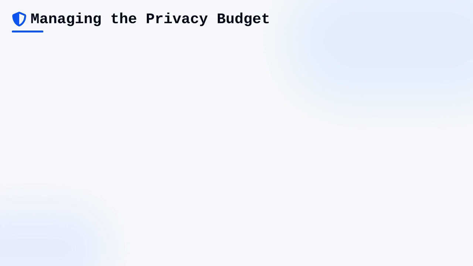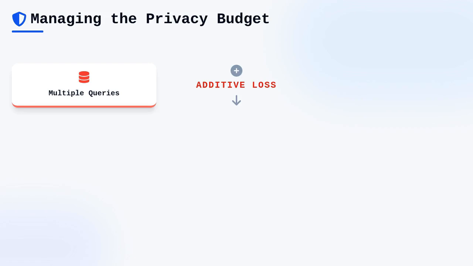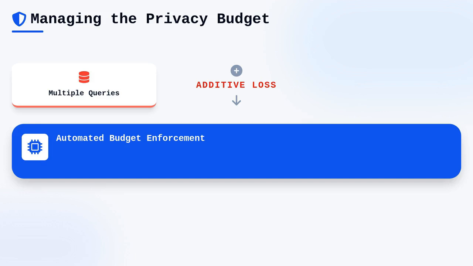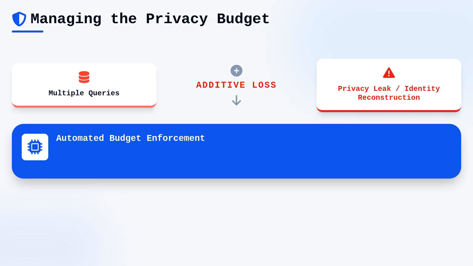Managing the privacy budget over time is arguably the most complex aspect of implementing these systems. If you perform multiple queries on a single dataset, the privacy loss is additive, meaning that every operation consumes a portion of your budget until you hit your defined epsilon limit. Continuous data analysis pipelines require automated budget enforcement mechanisms that track the total sensitivity of all operations executed against the protected data. Failing to account for this composition results in a privacy leak where subsequent queries, when combined, allow for the reconstruction of individual identities through triangulation.